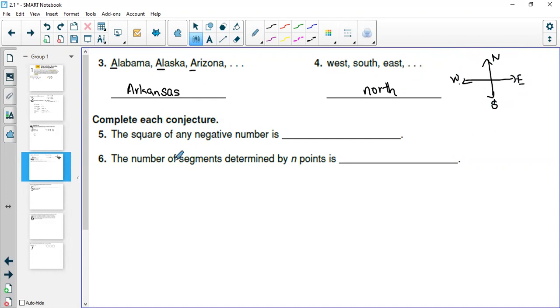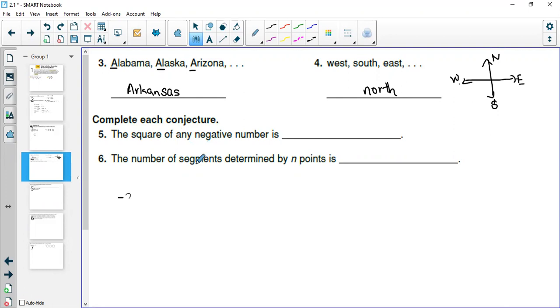Now remember, when I was explaining, I did tell you when you're completing a conjecture, at least give a try with three different numbers. Only then you will write finally what the conjecture is. So the square of any negative number is what? Now square means they're asking about the exponent of 2. The square of any negative number. So let's try to do some.